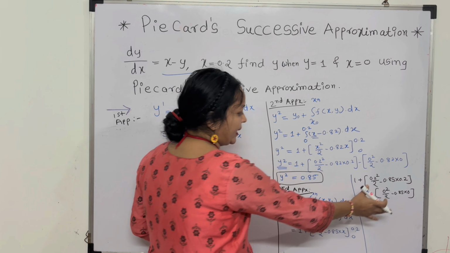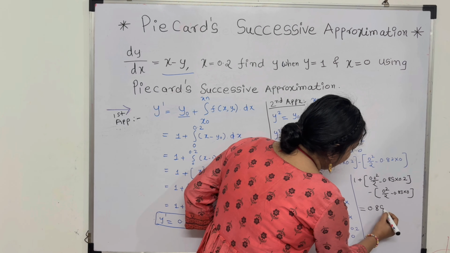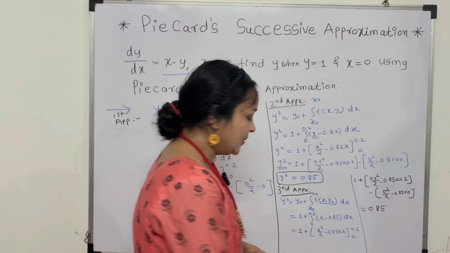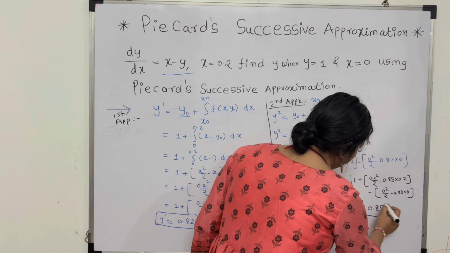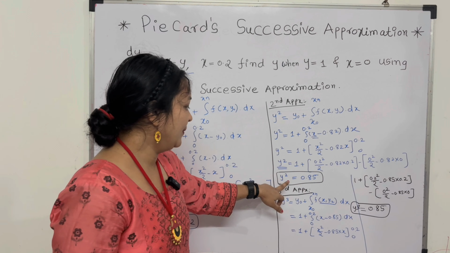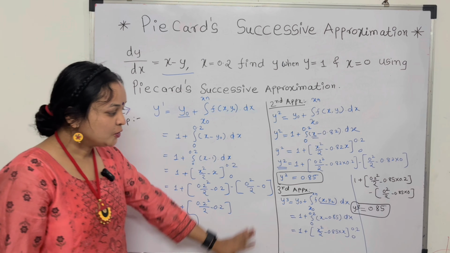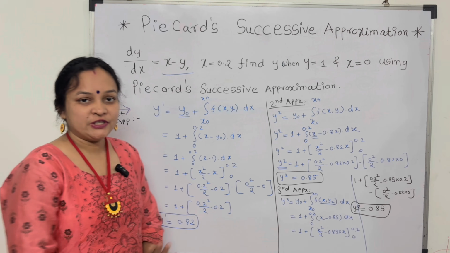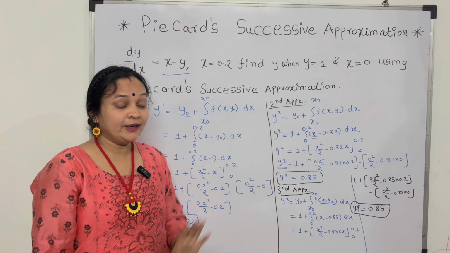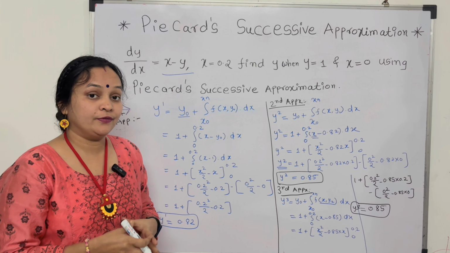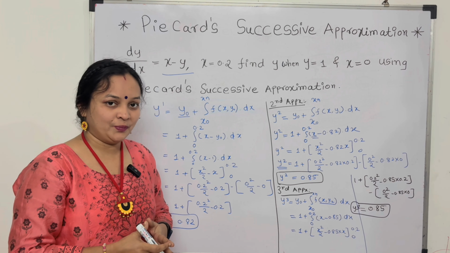So this bracket is again 0, right? It becomes 0.85, right? So this is the value of y3, right? If you compare y2 and y3, you are getting the same value over here, so you can stop the approximations over here. But sometimes, if the numerical statement mentions that you have to perform 4, 5 or 6 iterations, then accordingly you have to perform them, right?